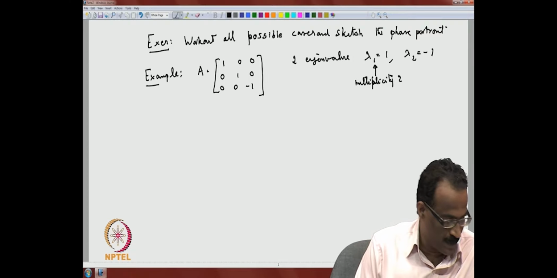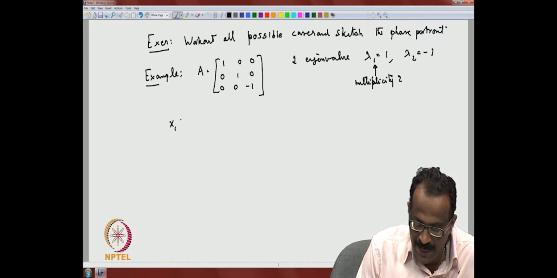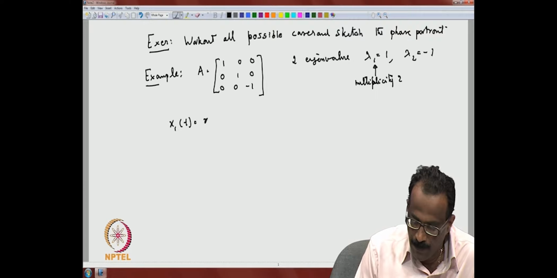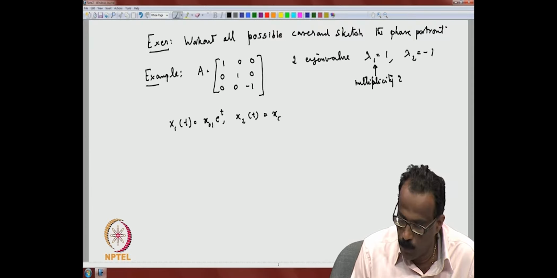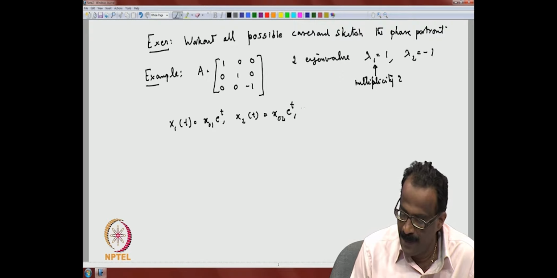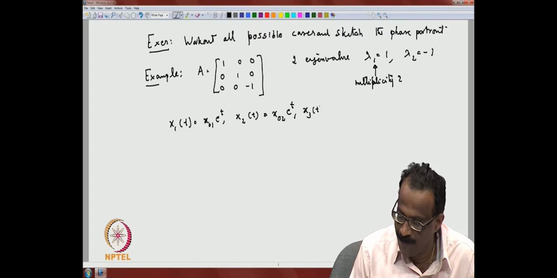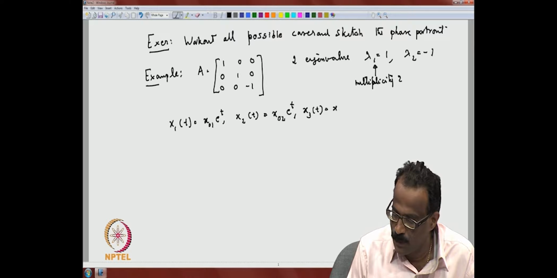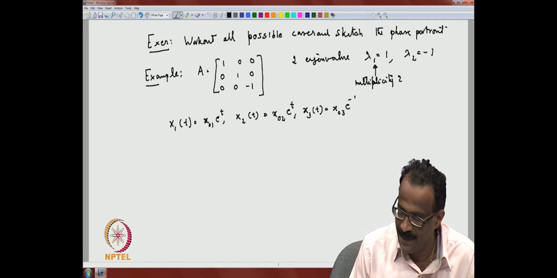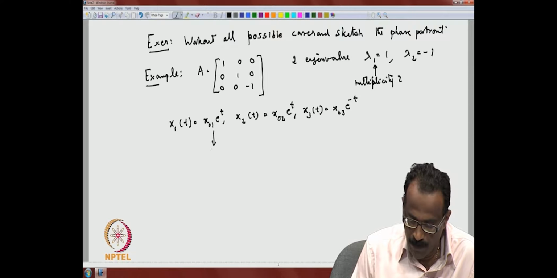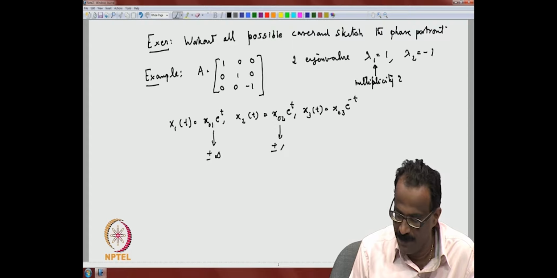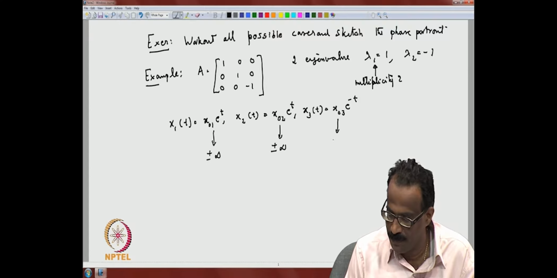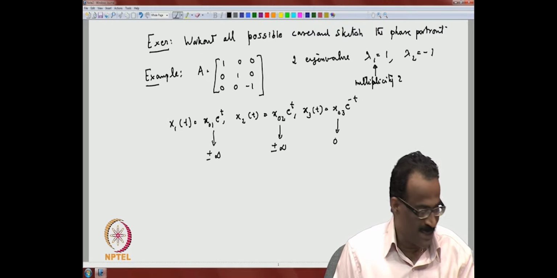So it is a decoupled system, and you can write down your solution immediately. x1(t) is equal to x01 e power t, x2(t) is equal to x02 e power t, and x3(t) is equal to x03 e power minus t. You see, x1 and x2 go to plus or minus infinity as t tends to infinity, but x3 goes to the origin 0. So, how does it look?